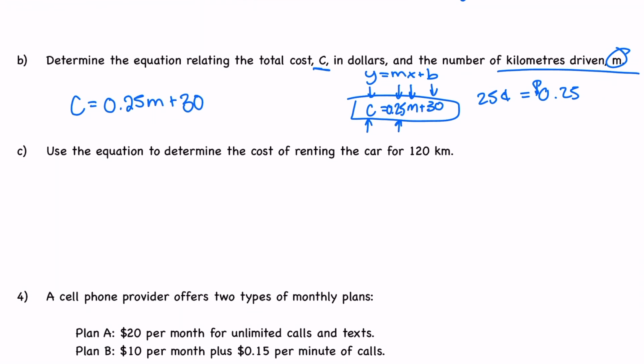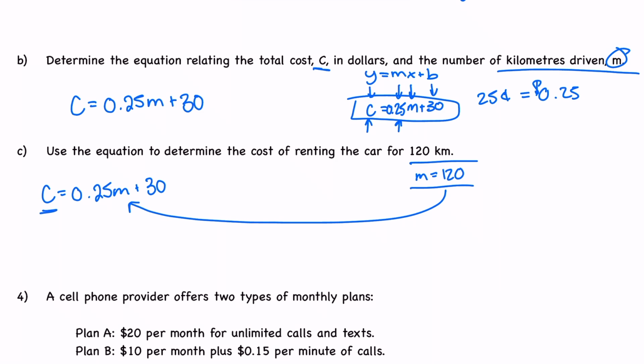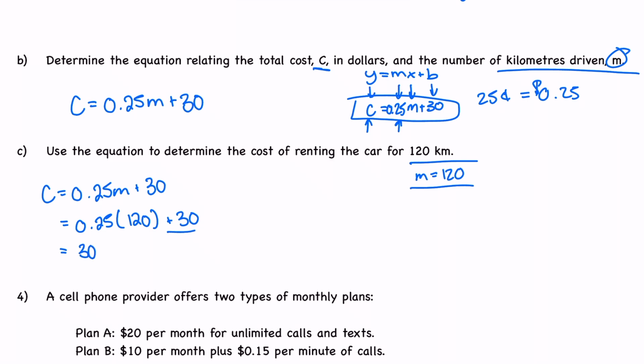Now part C says to use the equation to determine the cost of renting the car for 120 kilometers. So 120 kilometers is going to be our kilometers driven. So M is equal to 120. And our equation is C equals 0.25 M plus 30. So we just need to plug in our M equals 120 into our equation and solve for C. So that's going to be equal to 0.25 times 120, which is 30, and then plus our remaining 30. So our cost for 120 kilometers is going to be $60.